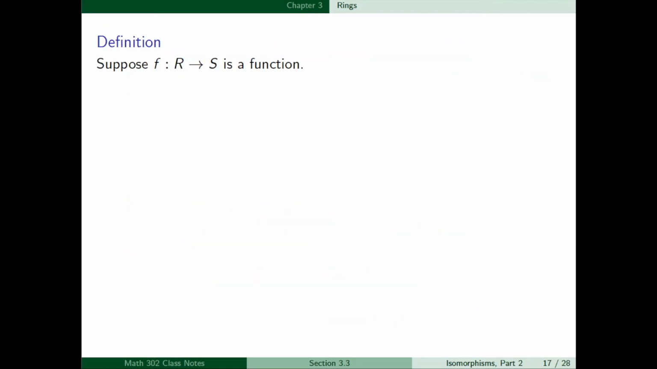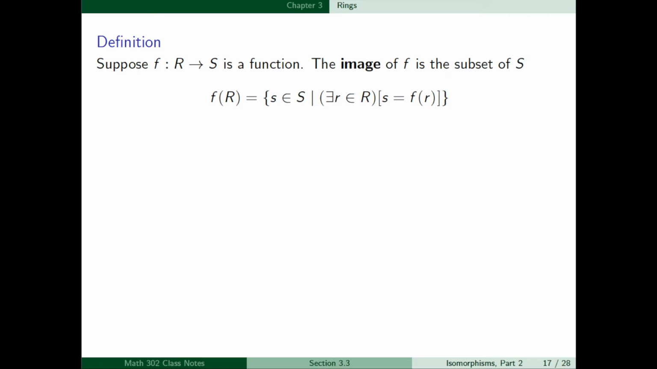Next we have a definition. Suppose f from R to S is a function, then the image of f is the subset of S, f of R, the set of s in S such that there exists an r in R such that s is equal to f of r. So this is the collection of all images in the codomain of the function f. So we can also write it as the set of images f of r as r ranges over all the elements in R. Now note that f is surjective if and only if the image f of R is equal to S.